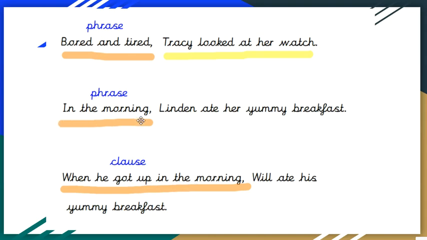This one is a phrase because it doesn't have a subject. We don't know yet, and it doesn't have a verb, so it doesn't have an action. Okay, so this is a subordinate phrase, and so is this one. But because here we have a subject and a verb, this is a clause.